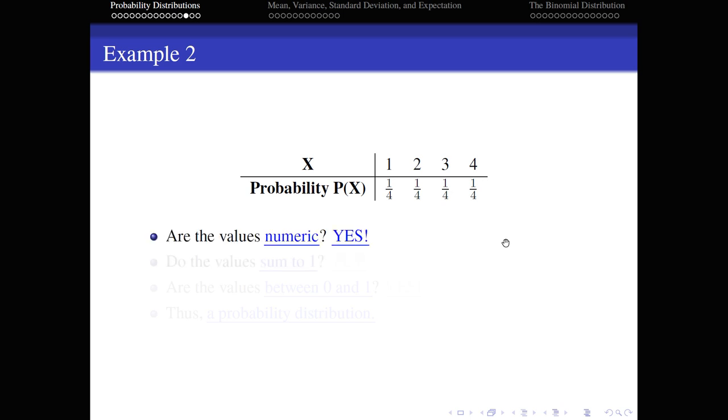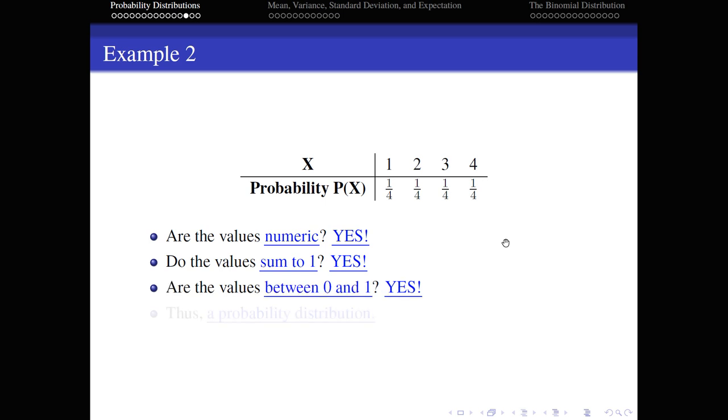Looking at this case, we investigate. The values are numeric. The values sum to 1. The values are all between 0 and 1. So this is to be considered a discrete probability distribution.